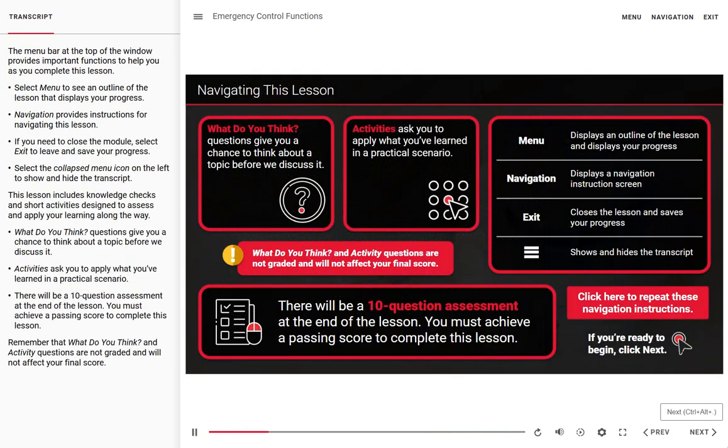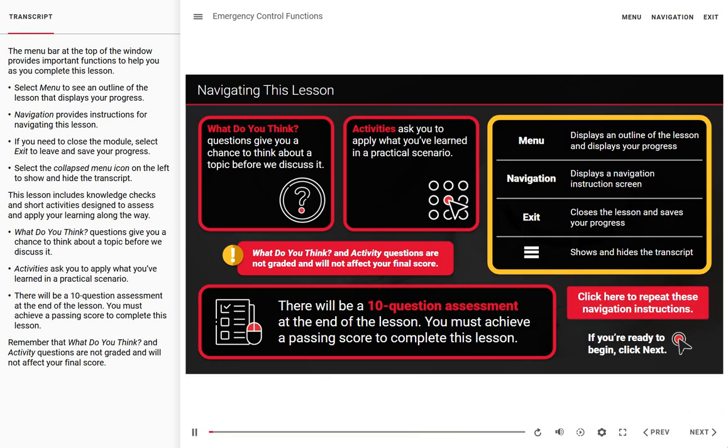You can click the button on screen to repeat these navigation instructions. If you're ready to begin, click Next. The menu bar at the top of the window provides important functions to help you as you complete this lesson. Select Menu to see an outline of the lesson that displays your progress. Navigation provides instructions for navigating this lesson. If you need to close the lesson, select Exit to leave and save your progress. Select the collapsed menu icon on the left to show and hide the transcript.